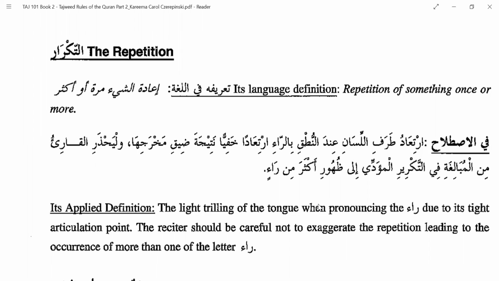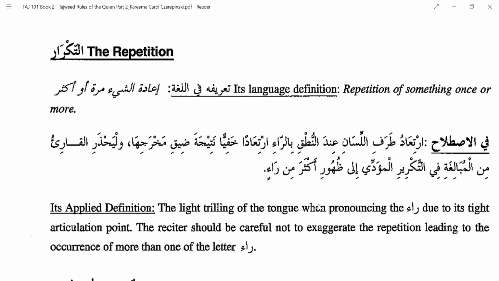What is the applied definition? What we need to know, takrar is the light trilling of the tongue when pronouncing the ra. But this one, what you're doing, this is excess. What you have for ra is just light trilling. So the light trilling of ra, that is what is called takrar. When you pronounce the ra, due to its tight articulation point, as we just now saw, its articulation point is very tight, and one small tiny space you're going to leave open.